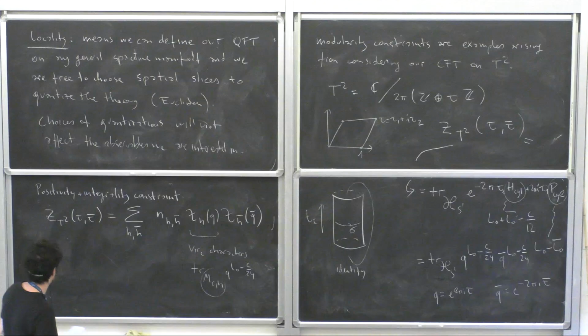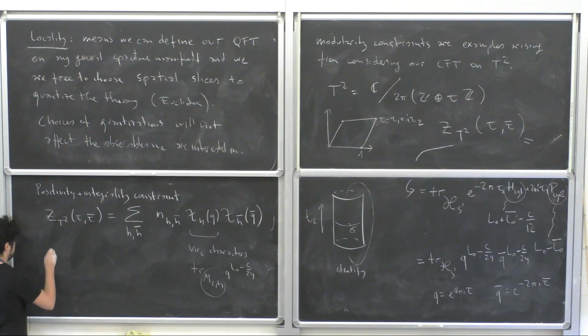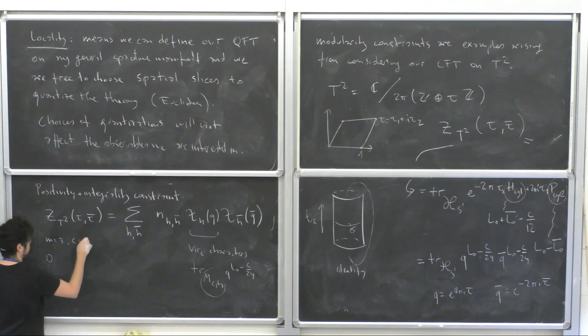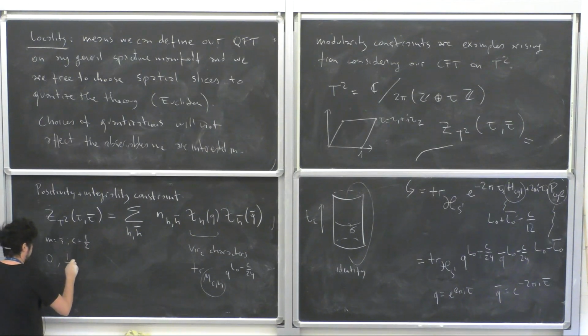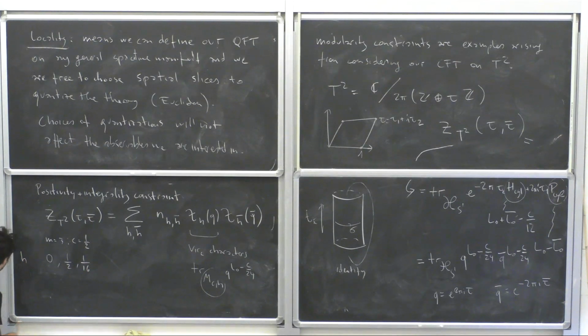In particular, if you look at the Ising CFT, which is the case where m is equal to 3 and c is equal to a half, the smallest possible c, you find that the conformal dimensions that you can get, the eigenvalues of the L0 operators on these primaries, have to be 0, 1/2, or 1/16. That's it for the Ising CFT. And both h and h bar will belong to this list.